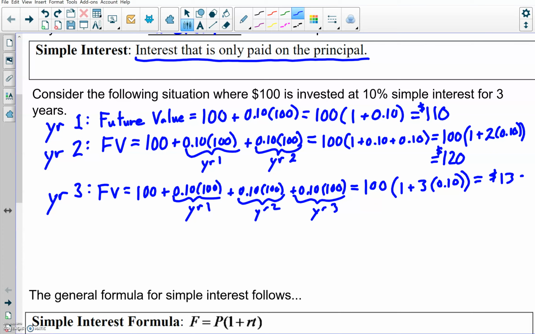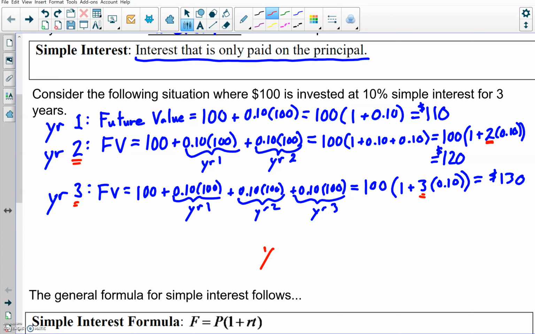So the first thing I want you to pay attention to is the fact that the number in front of the interest part, the 10% or the 0.10, matches up with the year. Same thing here with year 3, we've got 3 times that amount. That's going to be a common thing with simple interest. In the general formula, there's going to be a place where you're multiplying the years by your rate. And the second thing, notice that we went from 110 to 120 to 130. We grew by a constant amount each year.